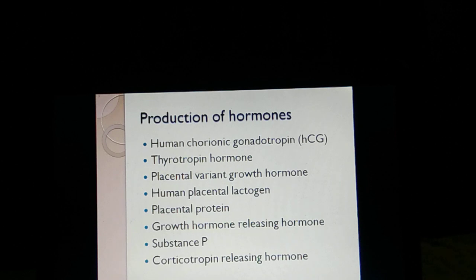HCG converts corpus luteum of menstruation into the corpus luteum of pregnancy and stimulates it to secrete progesterone. HCG stimulates fetal testes in male fetus to secrete testosterone prior to the fetal pituitary LH secretion. It also forms the basis of all pregnancy tests.